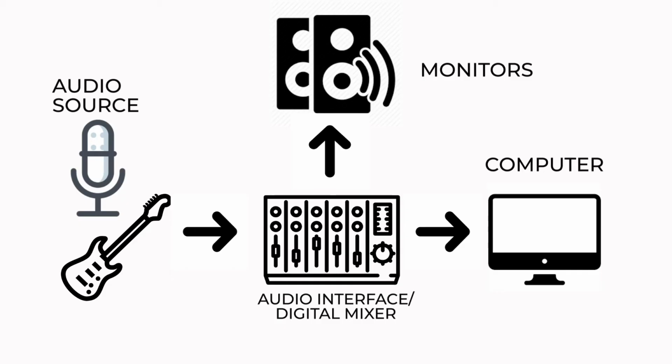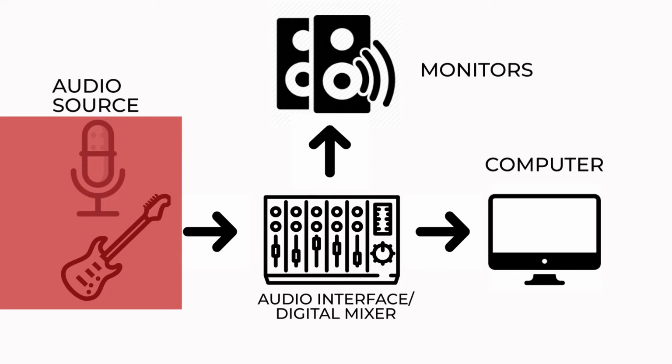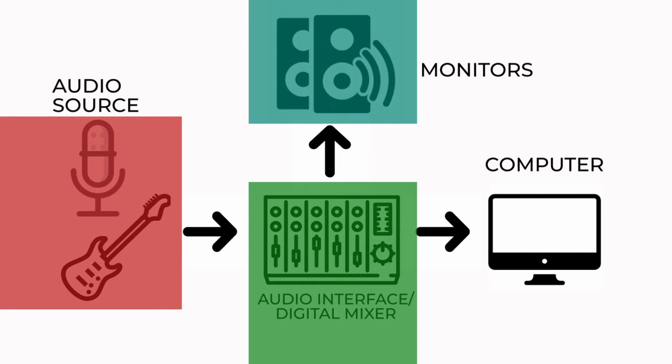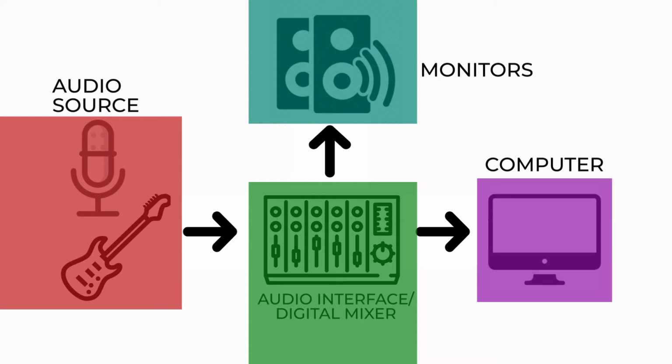So this is the setup we're going for. We have your audio sources like your microphones and your instruments. These are plugged into your audio interface or your digital mixer. The audio interface or digital mixer is connected to your monitors. This could be your speakers in the house, or this could be your headphones. And then the mixer or interface is connected to your computer via USB cable.